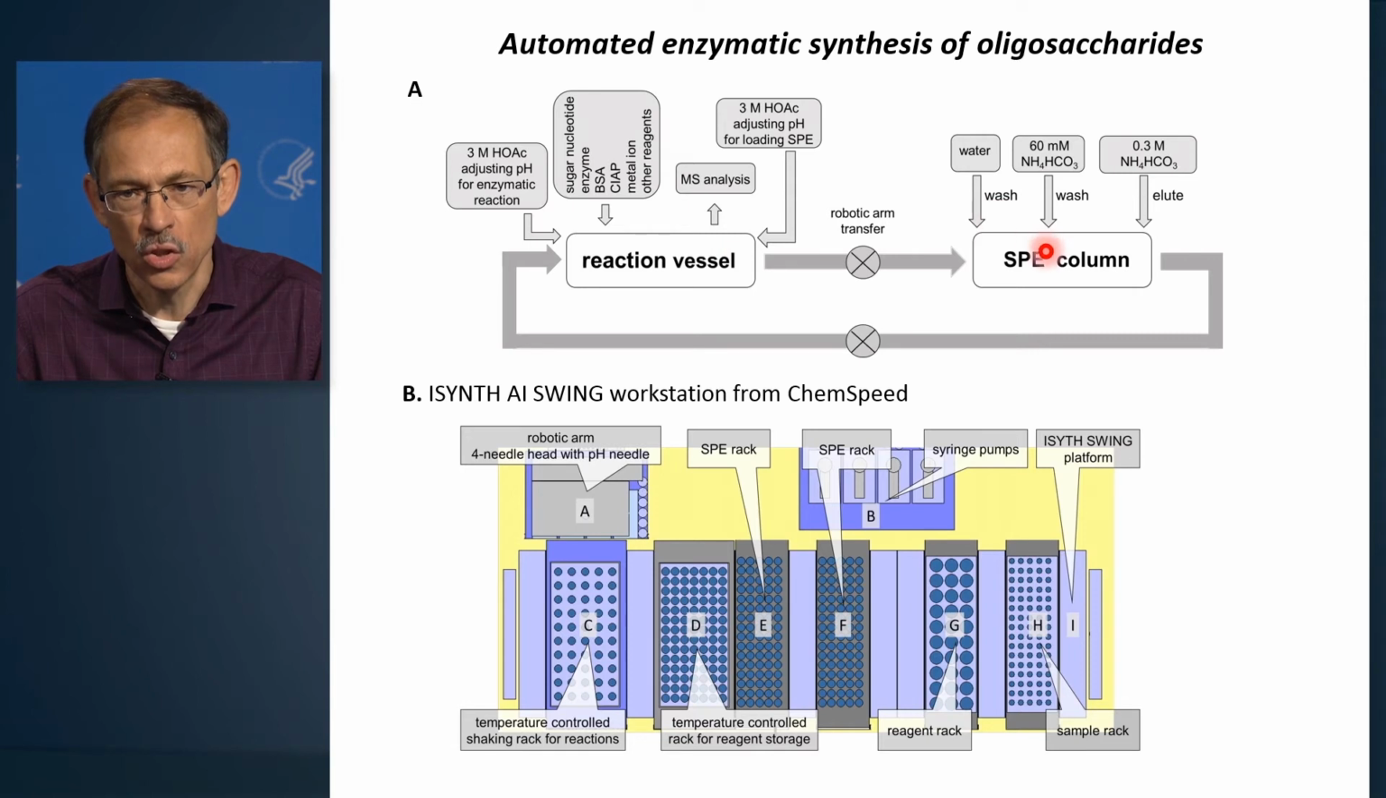And then it is automatically transferred to a solid phase extraction column, diaminoethylamine, which is washed with water, low concentration ammonium carbonate to remove all contaminants, and then high concentration of ammonium carbonate to release it. Then it is automatically transferred to the reaction rack for the next reaction.